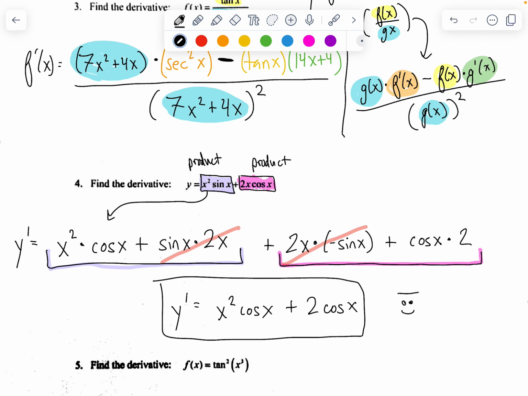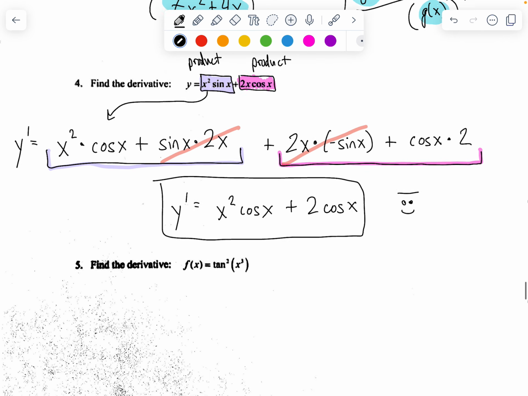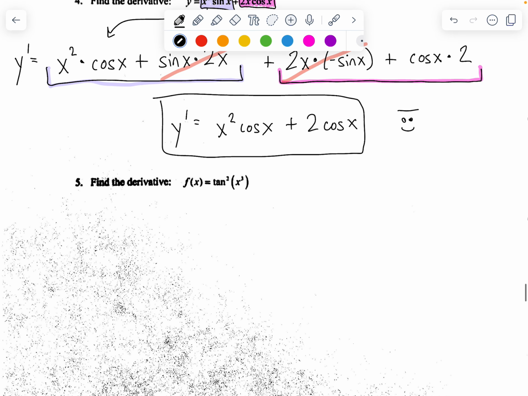And finally, this one is just absolute horror, terrible, incredibly awful problem. We're going to take this bad boy and rewrite it, because remember, tan squared is really tan of whatever squared. So I'm going to rewrite it as tan of x cubed, and then all of that squared. Sorry, it looks so awful. This one is just horrific. This is a chain of a chain of a chain. So this is a chain, chain, chain.